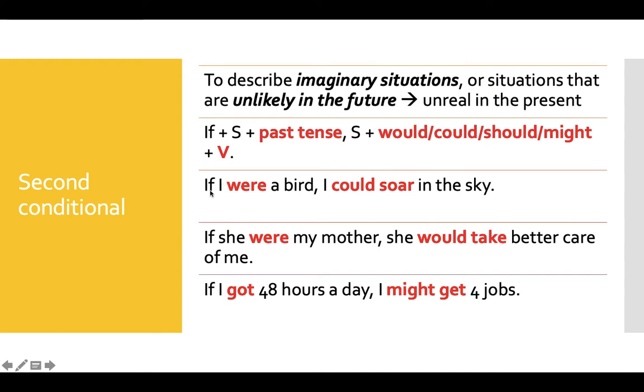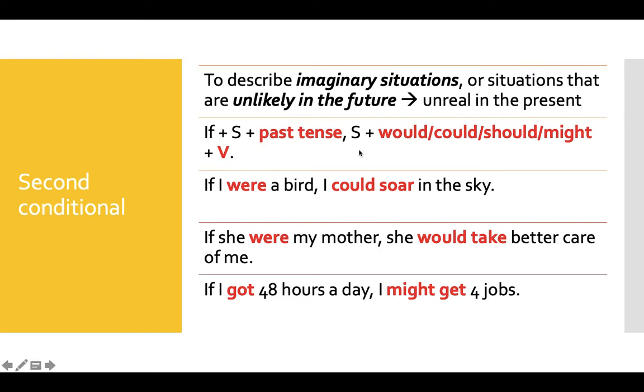Pay attention to the first example here. If I were a bird, please remember that for the second conditional, the be verb is always were. Okay, the be verb is always were. Some younger people in the States will start to use was, but that is still not the convention. Okay, it's still better to use were for the be verb in the second conditional. So if I were a bird, I could soar in the sky.